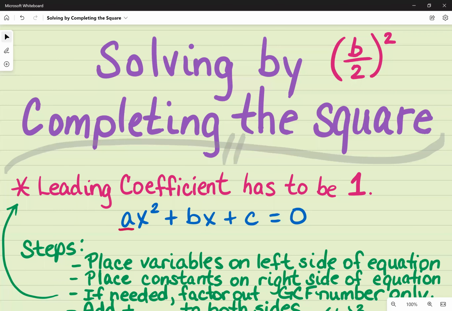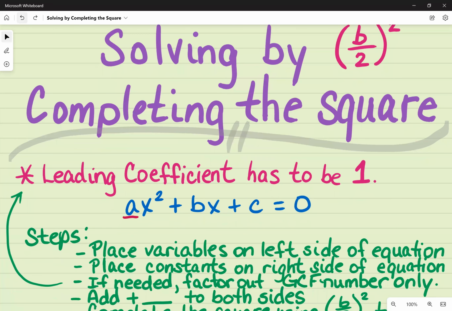Solving by completing the square. So when you are actually completing the square, you want to make sure your leading coefficient is 1. Your leading coefficient is the number that appears in front of your highest exponent. In this case, we're talking quadratics because it has the highest exponent of 2. So the number that appears in front of that variable with the 2.